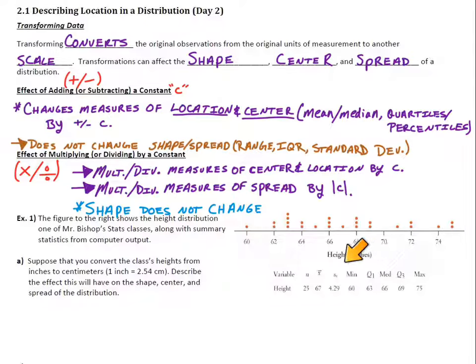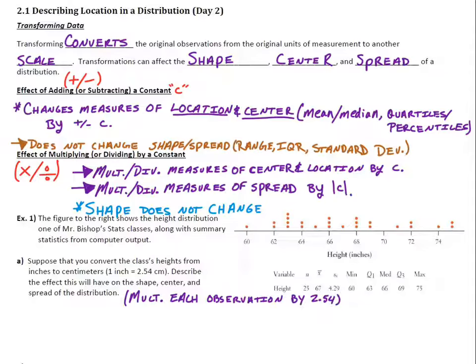Those are the values. Suppose you convert the class's heights from inches to centimeters. Even give you the conversion right here. 1 inch equals 2.54 centimeters. Describe the effect this will have on the shape, center, and spread of the distribution. So what does that entail, converting it from inches to centimeters? Well, you're going to get bigger values, right? So what happens when you multiply each observation or each height by 2.54?